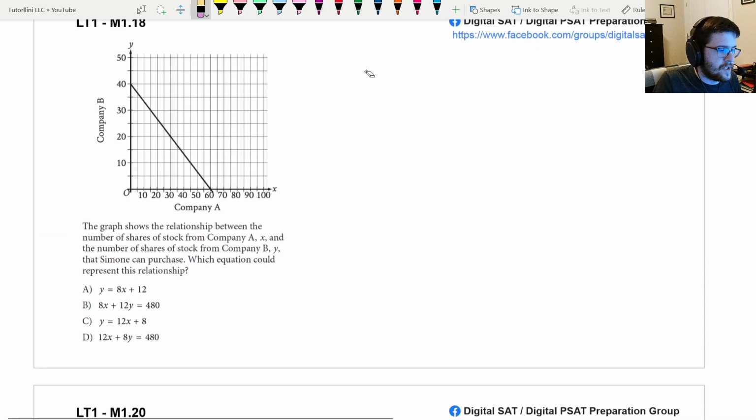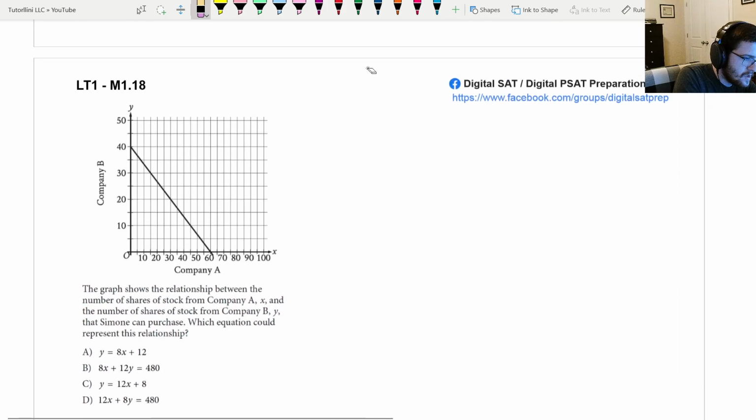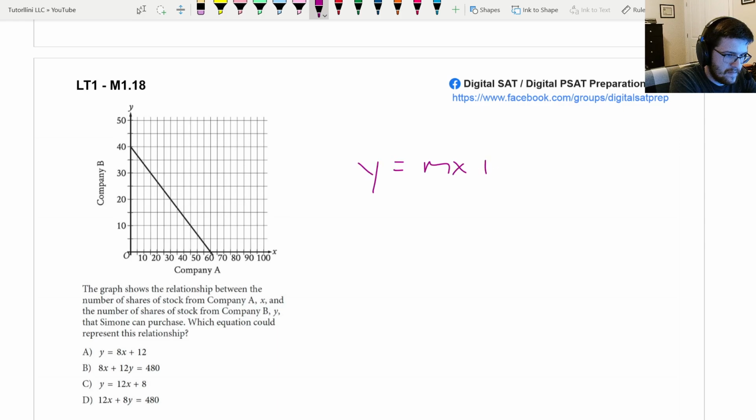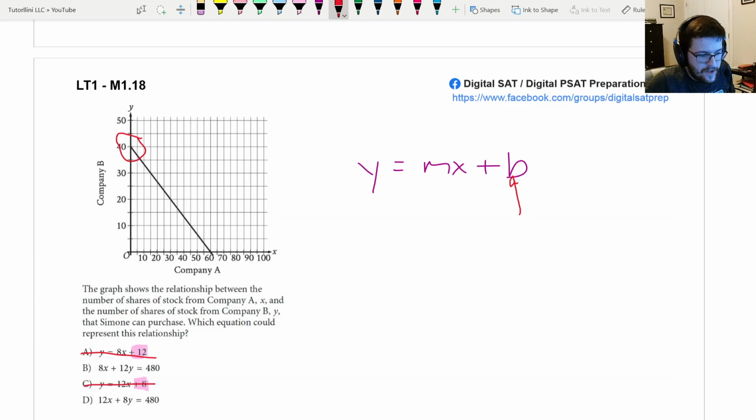Which equation could represent this relationship? Okay, right away, I could just plot all these in Desmos and see if they're the same. So right away, I'm seeing the y-intercept is 40, which would be here, right? And neither of the slope-intercept ones have a y-intercept of 40. So I know those are wrong. Also, they have positive slopes and the line is going down, right? So A and C have to kind of be out.